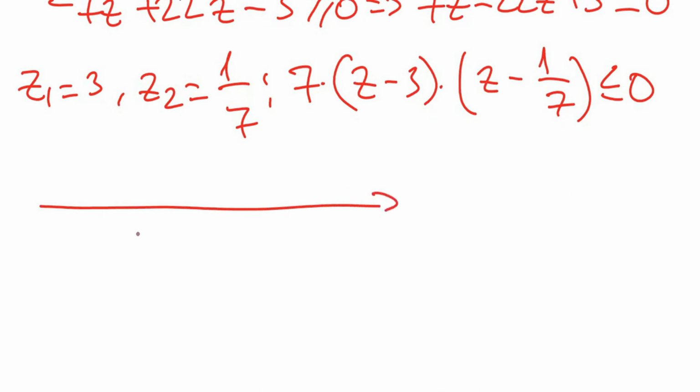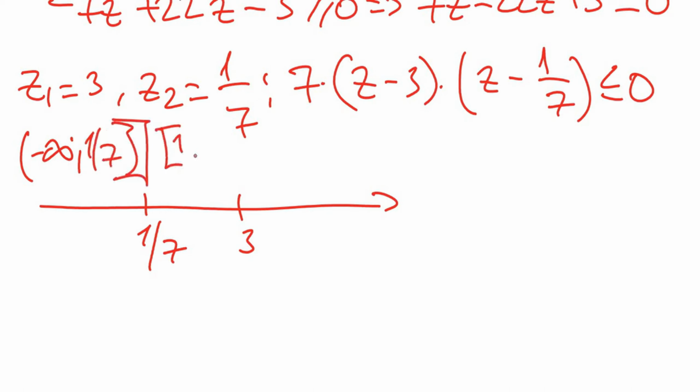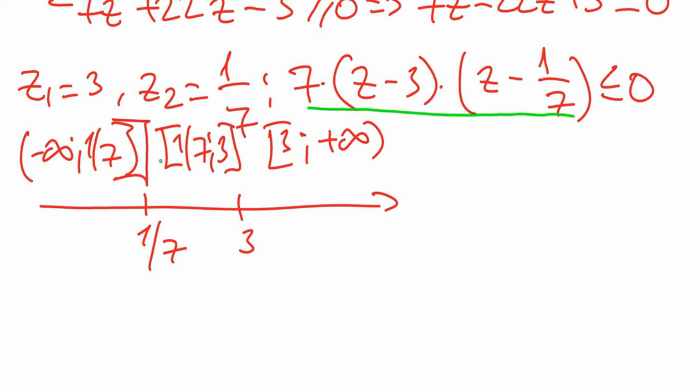So in the number line here, 1 over 7 and here 3, and in this interval, so let me write the intervals. From minus infinity up to 1 over 7, and from 1 over 7 up to 3, and from 3 up to plus infinity. And let's analyze the first interval. At this interval, this is going to be positive, so therefore this one is plus, so this is going to be minus and this one is plus.